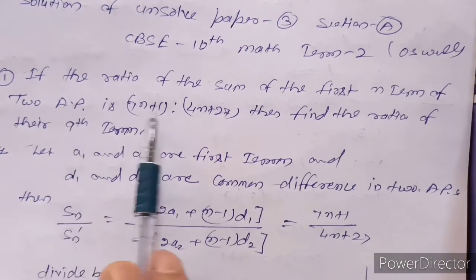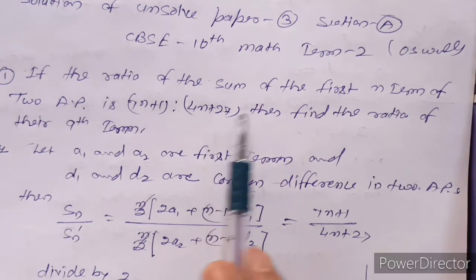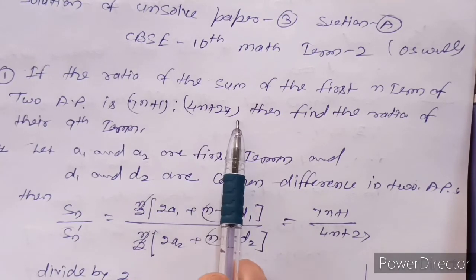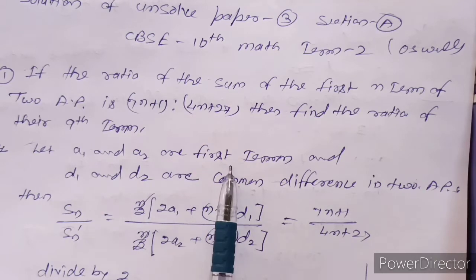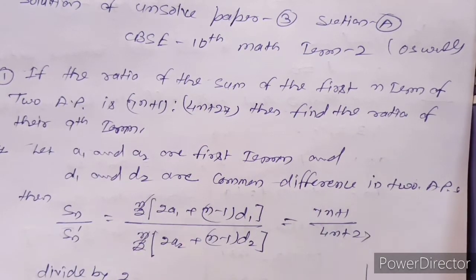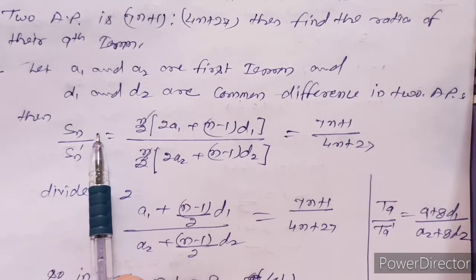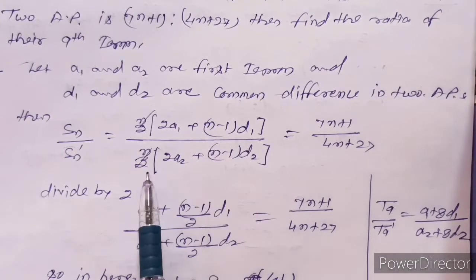गिवन है कि कोई दो सीरीज हैं, उनके सम ऑफ n टर्म्स का जो रेशियो है वो आपके पास 7n plus 1 और 4n plus 27 है। So first you let a1 and a2 are the two first terms of a given series and d1 and d2 are the common differences. Then the summation of n terms is equals to n by 2 into 2a plus n minus 1 into d upon n by 2 into 2a.